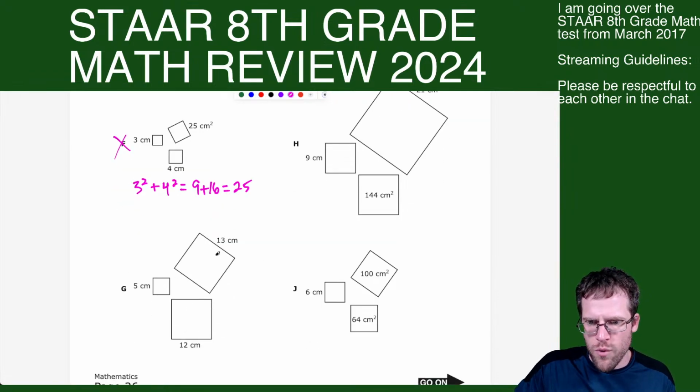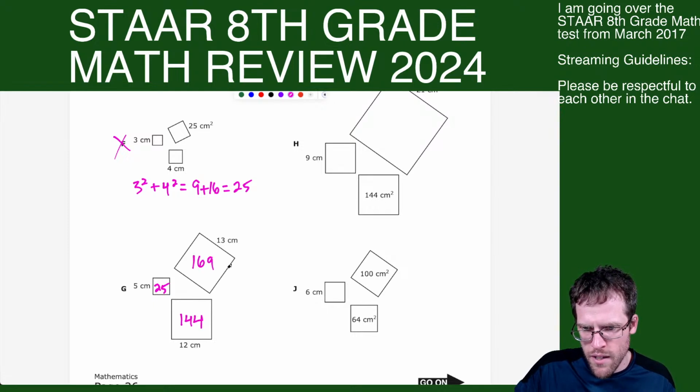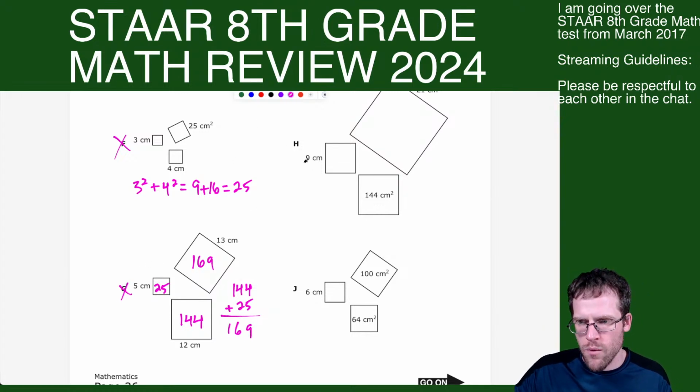Let's see here. 5, 12, 13. If we find 5 squared is 25. 12 times 12 is 144. 13 times 13 is 169. And if I do 144 plus 25, I do get 169. So G works, so it's out. We want the one that does not work.